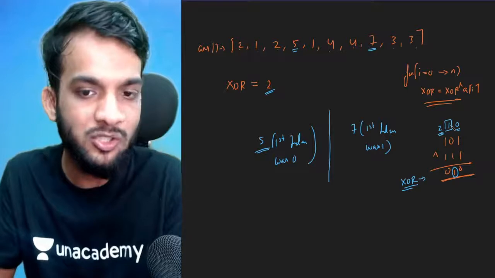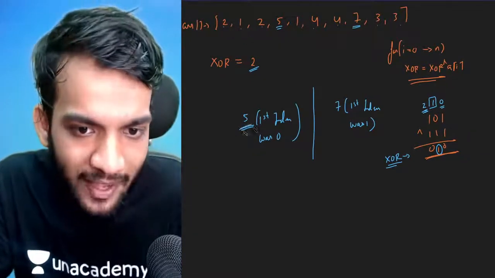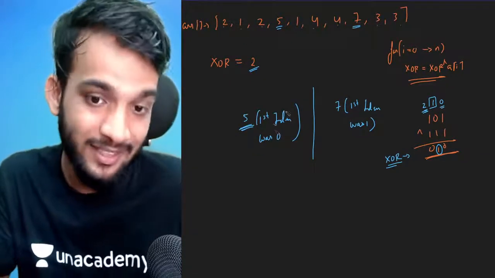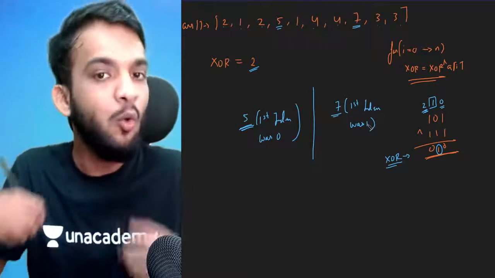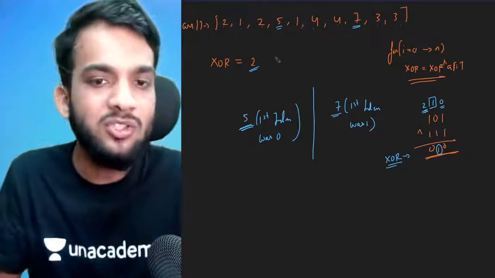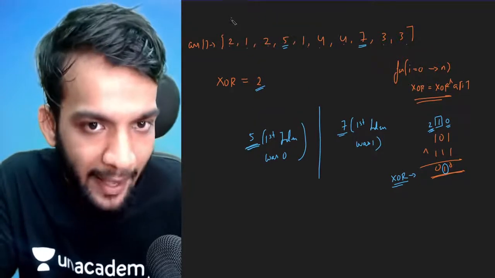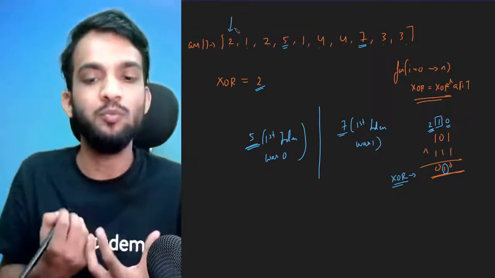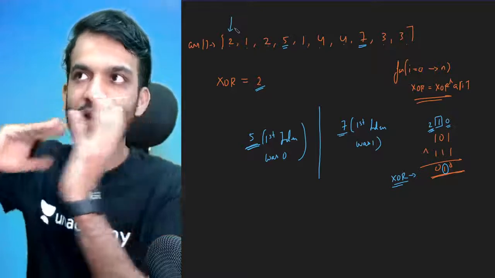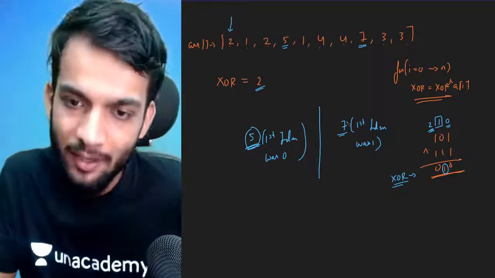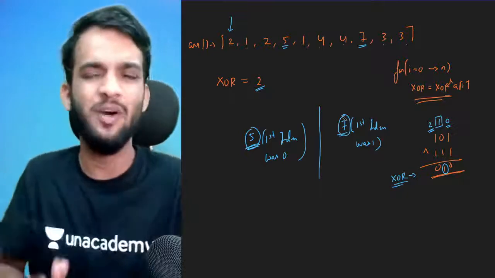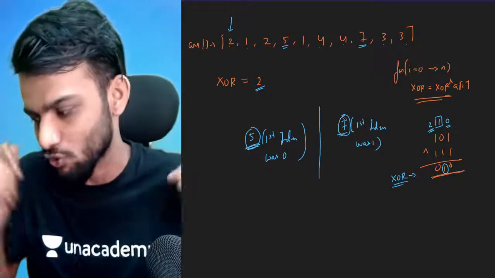Now what I'll do is, I know on 5 the first bit is 0, and on 7 the first bit is 1. Now I'll start iterating. I'm first at 2. I know I have a number 5 whose first index is 0, and a number 7 whose first index is 1. That is what everyone knows, right?